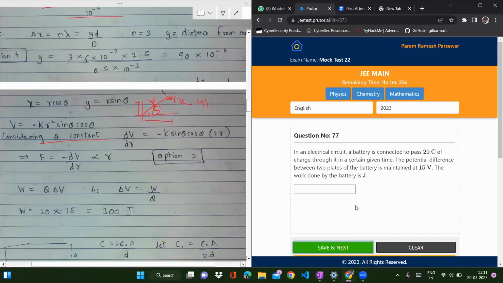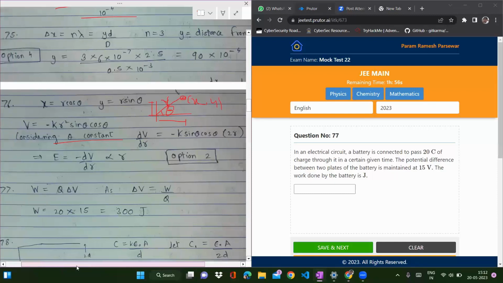In the next question, we are given an electric circuit in which a battery is connected to pass 20 coulombs of charge through it in a certain time. The potential difference between the two plates of the battery is maintained at 15 volts. The work done by the battery is how many joules? So this is a very simple question based on just a fundamental concept of electrostatics, that is, what is the electric potential.